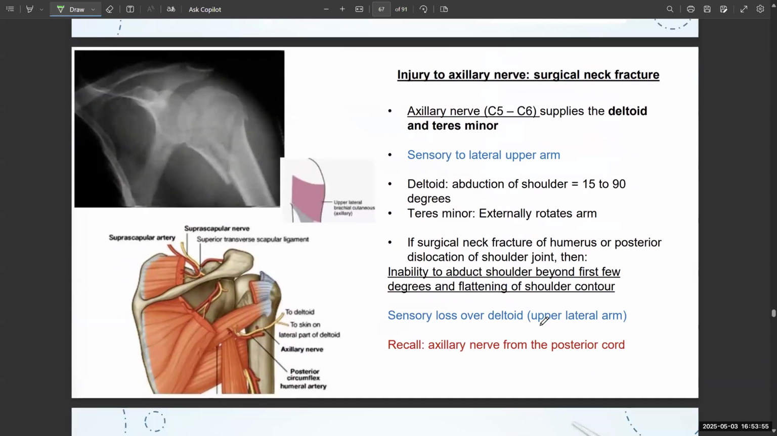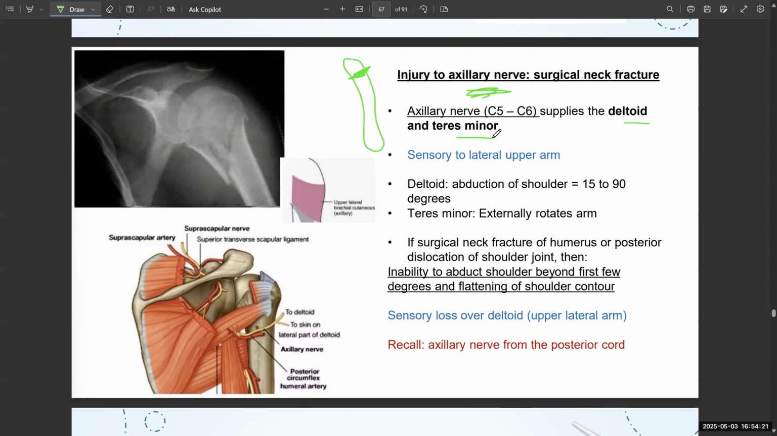Okay, so a surgical neck fracture. You guys recall that we had the humerus, we had it going something like that. Now, if you cut off the neck over here, if you fracture the neck, that is going to damage the axillary nerve. So if the axillary nerve is damaged, C5 to C6, the supply to the deltoid and the teres minor will be cut off.